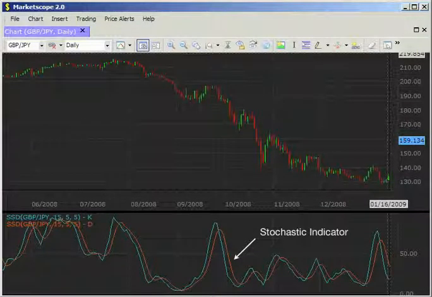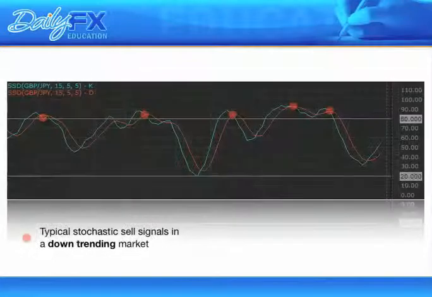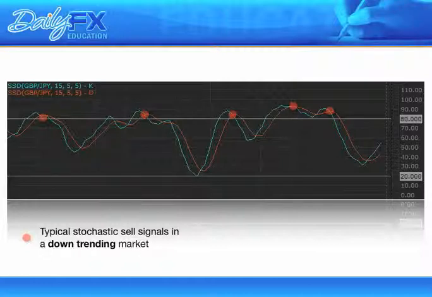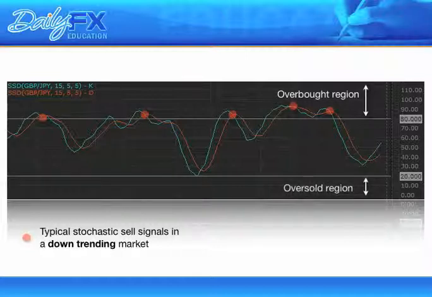Stochastics measures the relative distance of the closing price and the current bar to the previous candles. Since it's a measure relative to other bars, the indicator is bound with values between 0 and 100. A pair is considered overbought when the value is above 80. Likewise, a pair is considered oversold when the stochastics value is below 20.